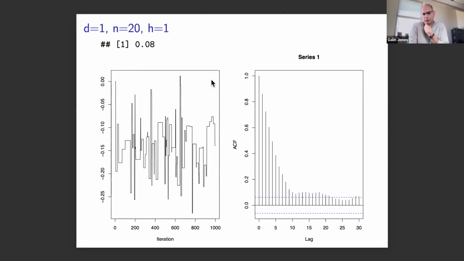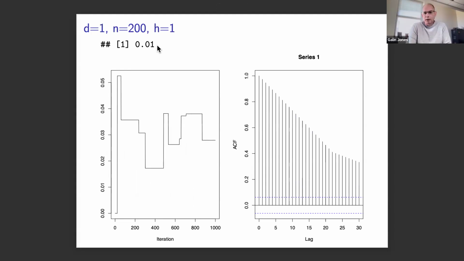This is probably not a surprise, because the posterior, as n gets larger, is getting more concentrated, but the Metropolis-Hastings proposal scaling is not taking that into account. You see that now it's only an 8% acceptance rate. If we change it to 200, then all of a sudden this is just an abject disaster of a simulation. 1% acceptance rate, the autocorrelation is out of control. You'd have to run this thing for a very, very long time to produce anything reasonable out of it.